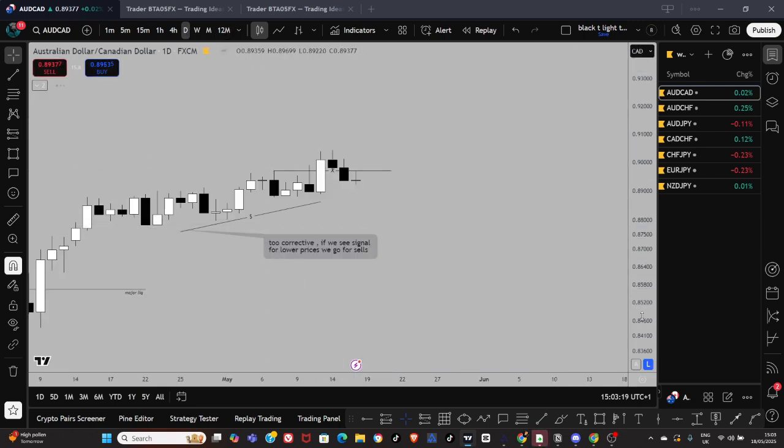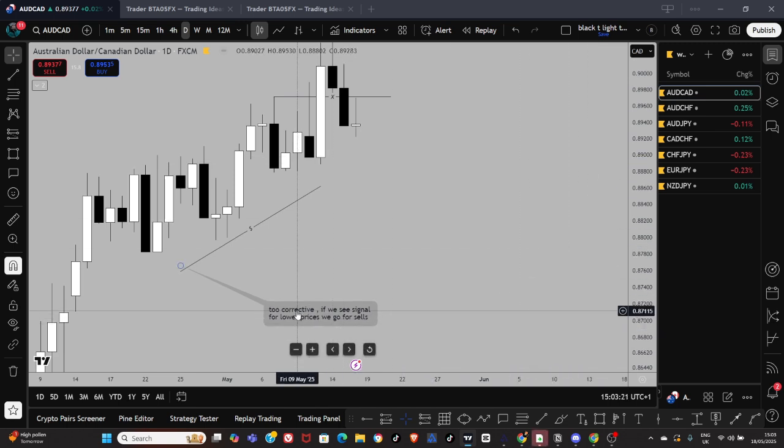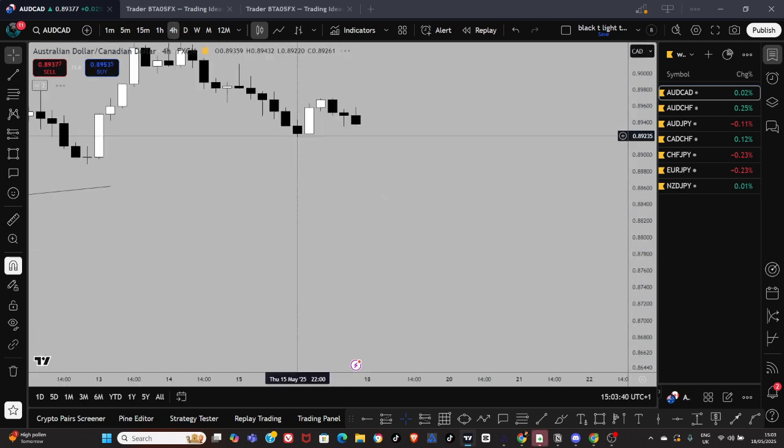Go to your daily time frame. On the daily time frame, you can see that it's too corrective. This is just too corrective for me. If we see a signal for lower prices, we go for sells. If there is a good signal for lower prices, sells will be good. Target all this price action, this chain liquidity.